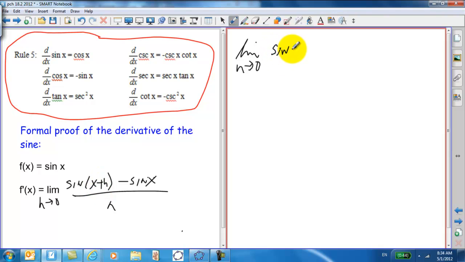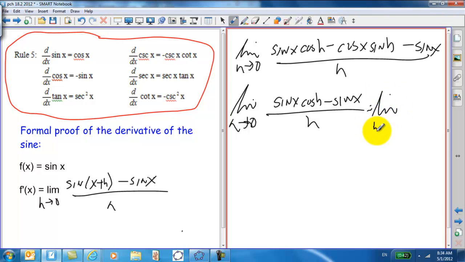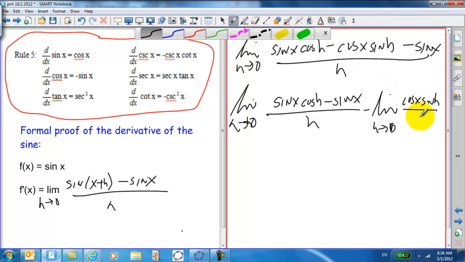Remember, we memorized those expansions with the sine. Sine x cosine h minus cosine x sine h minus the sine x all over h. So it's the limit as h goes to 0. Now I do a little clever grouping here. I'm going to put the things that have the sine x together, plus the limit as h goes to 0 of, actually, make that a minus, minus the limit as h goes to 0 of cosine x sine h all over h.